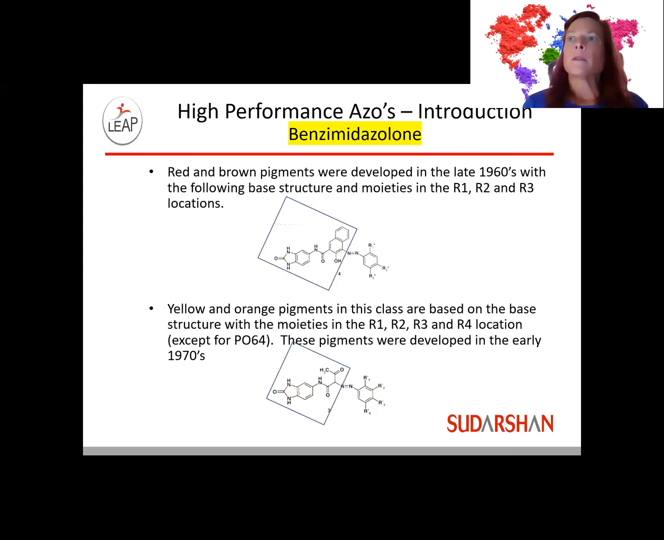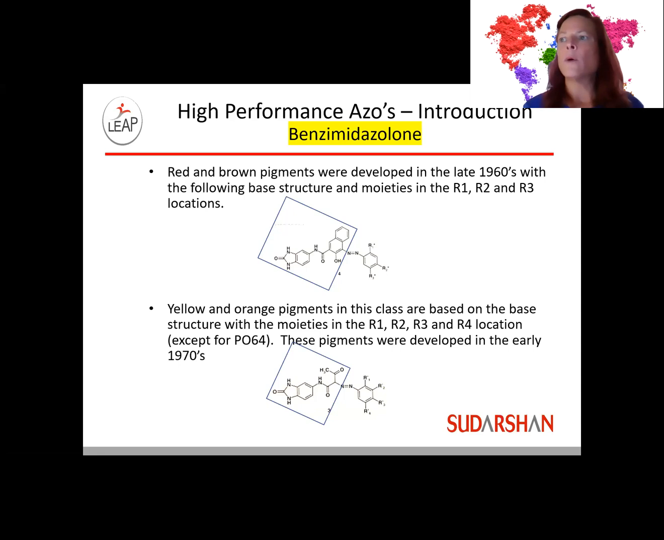The base structures are seen here in this class of pigments. The red and brown colors were developed first in the 1960s with the following base structure, which contains the benzimidazoline moiety in that boxed area. And then the individual color indexes are created by attaching unique moieties in the 1, 2, 3 positions located in this base molecule.